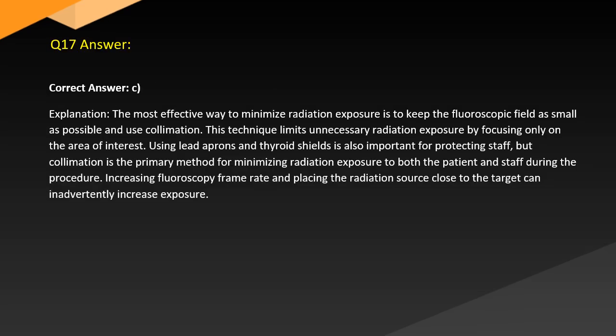Answer. Correct answer C. Explanation. The most effective way to minimize radiation exposure is to keep the fluoroscopic field as small as possible and use collimation. This technique limits unnecessary radiation exposure by focusing only on the area of interest. Using lead aprons and thyroid shields is also important for protecting staff, but collimation is the primary method for minimizing radiation exposure to both the patient and staff. Increasing the fluoroscopy frame rate and placing the radiation source close to the target can inadvertently increase exposure.